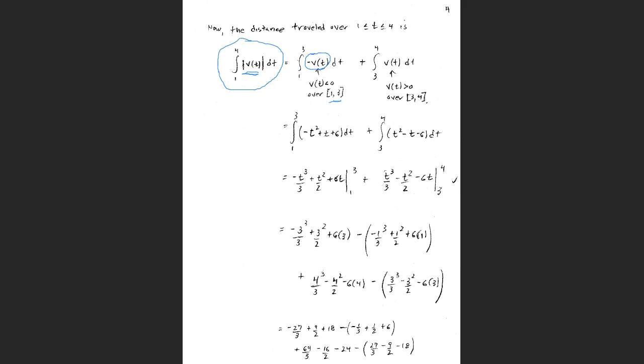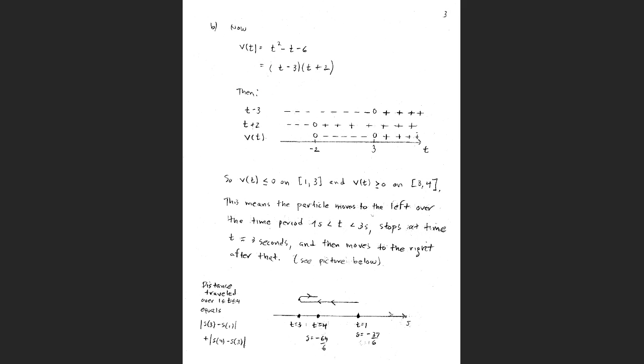Okay. The velocity was positive, though, from t equals 3 to 4 seconds. And so for that part, you don't have to take the negative of the velocity from 3 to 4 seconds. Again, it goes back to the picture.